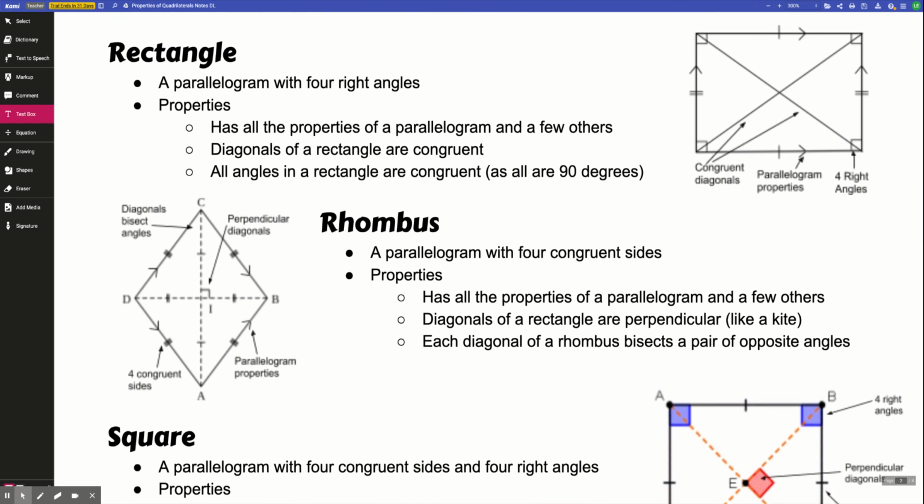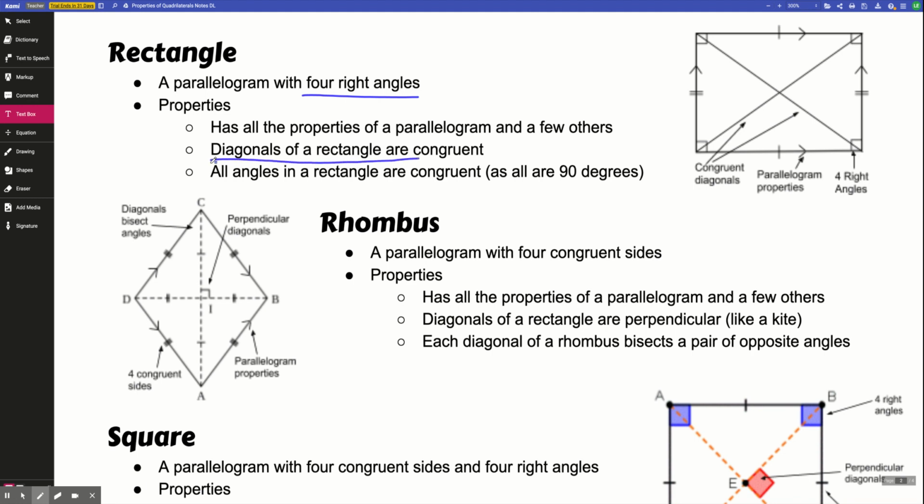So rectangles are special parallelograms that have 4 right angles. So extra special parallelograms that have 4 right angles. So it has all of the properties of the parallelograms. Opposite sides are congruent. Opposite angles are congruent. Diagonals bisect each other. All of those things. But you also have extra properties.